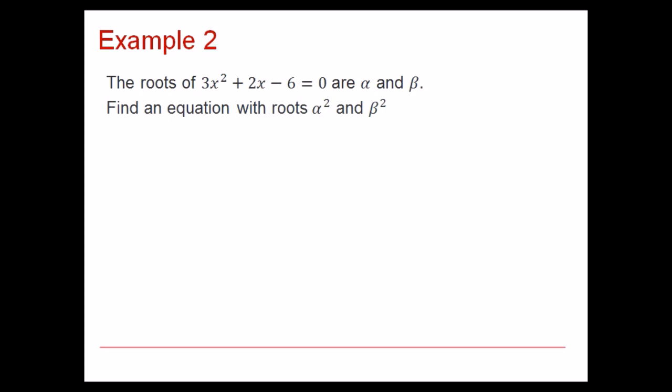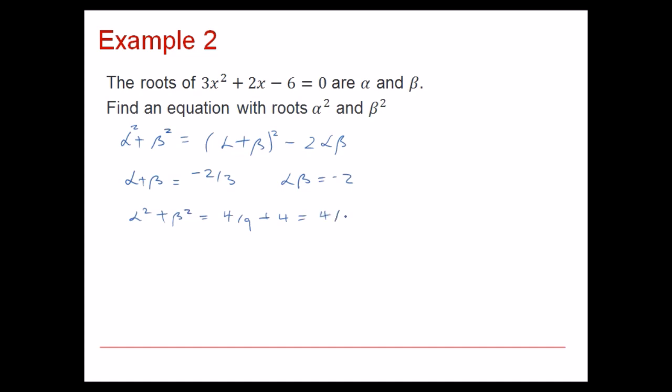You may remember from the last session the trick of finding equations with roots alpha squared and beta squared. To find an equation with roots alpha squared and beta squared, we can use nearly the same method as we did in session 1.2. Here we looked at the fact that alpha squared plus beta squared equaled alpha plus beta all squared minus 2 alpha beta. We know that alpha plus beta equals minus 2/3 and that alpha beta equals minus 2. Therefore alpha squared plus beta squared will equal 4 over 9 plus 4, or in other words 40 over 9.